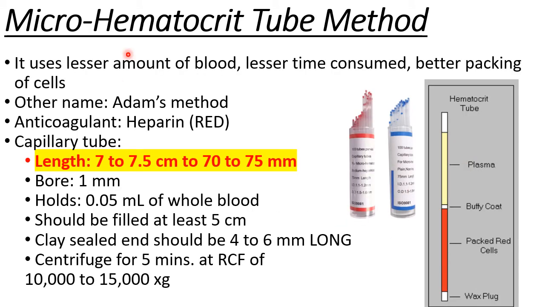Okay. Micro naman tayo. Micro-hematocrit tube method makes use of lesser amount of blood. Kapag mas konti ang blood, ibig sabihin mas mabilis siyang nasi-centrifuge. So, lesser time consume and better yung packing of cells kasi maliit lang yung daluyan ng blood specimen. Other name for the micro-hematocrit tube is Adams method. Okay? And the anticoagulant of choice for this method is heparin. In contrast with the macro, oxalate containing anticoagulant dapat. So, dito tayo sa apparatus na to.